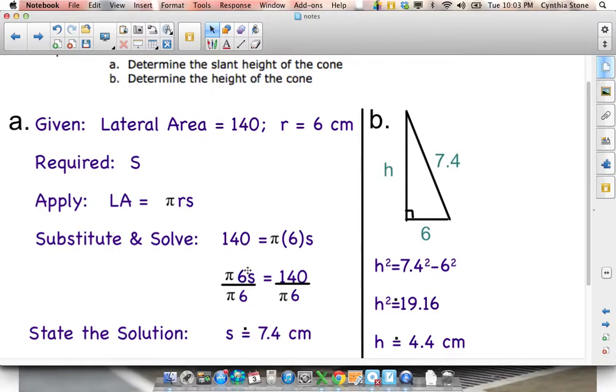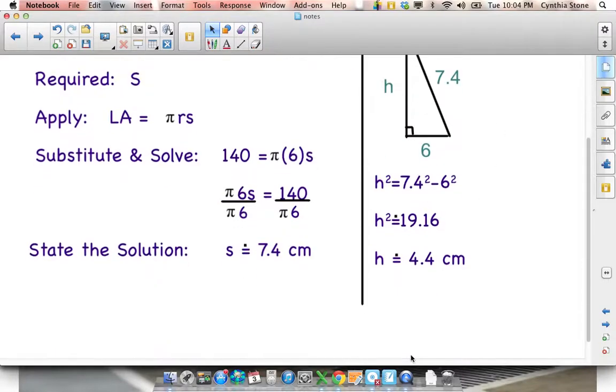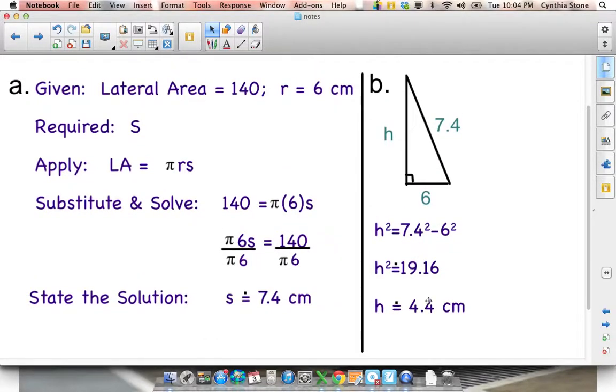Notice that on this step I flipped it so the s was on the left. And again, I really suggest you put this in your calculator because you will make mistakes when you do it yourself. But you end up with s is approximately 7.4. So part A, I found the slant height. B, find the height, Pythagorean theorem. Substitute in the numbers, and you find the height of your cone is 4.4.